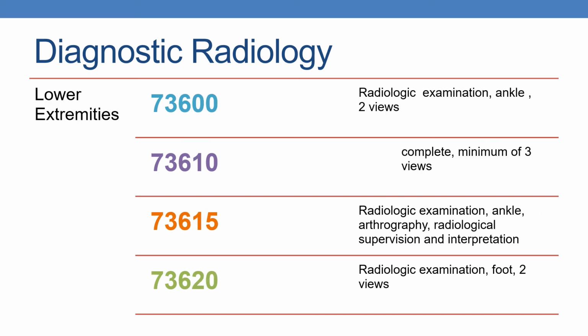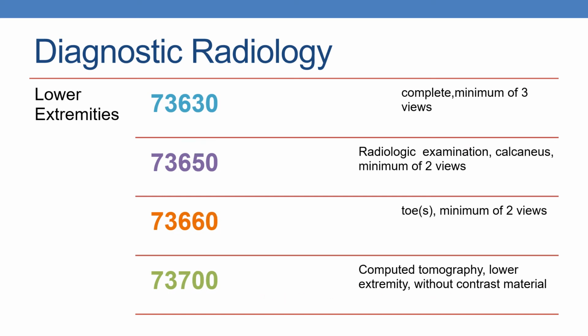The next is 73600, radiological examination ankle, 2 views. The next is 73610, radiological examination ankle, minimum of 3 views, complete. Next is 73615, radiological examination ankle arthrography, radiological supervision and interpretation. The next is 73620, radiological examination foot, 2 views. The next is 73630, radiological examination foot complete, minimum of 3 views.